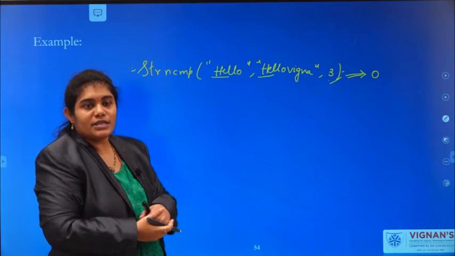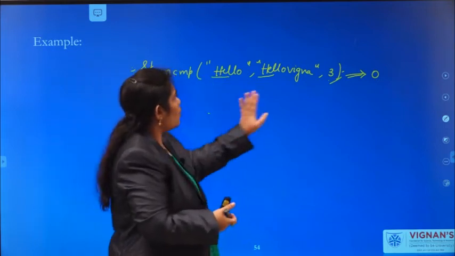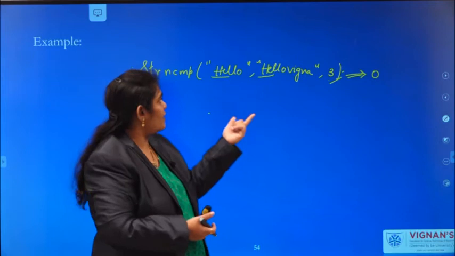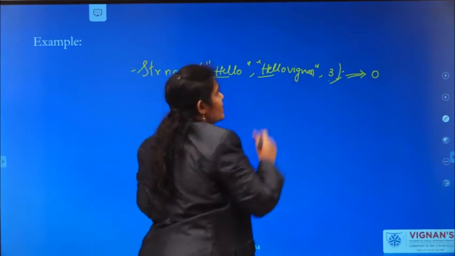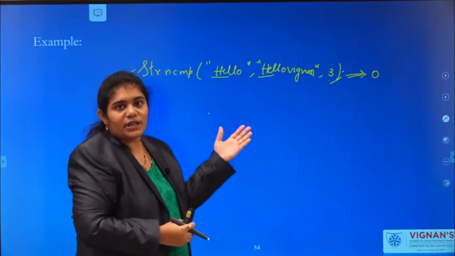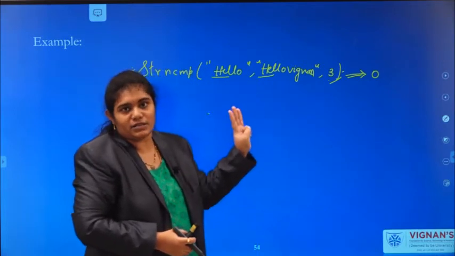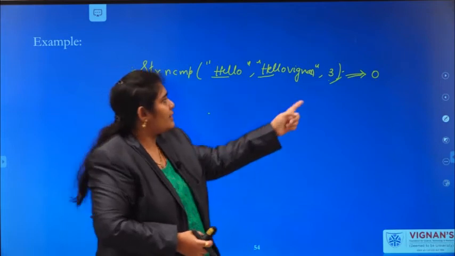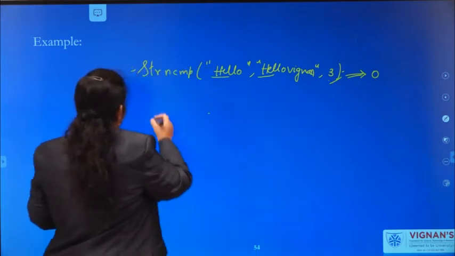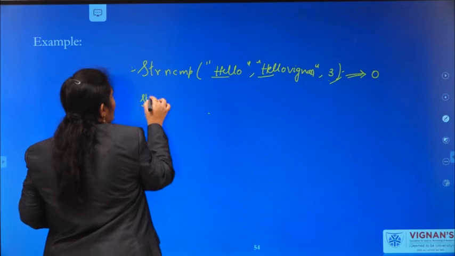So it returns 0. Even though the first string is hello and the second string is hello Vignan, we are not bothering about the entire string. We are just bothering about only 3 characters. If the 3 characters are equal, then it will return 0. Again, the same string we will consider.